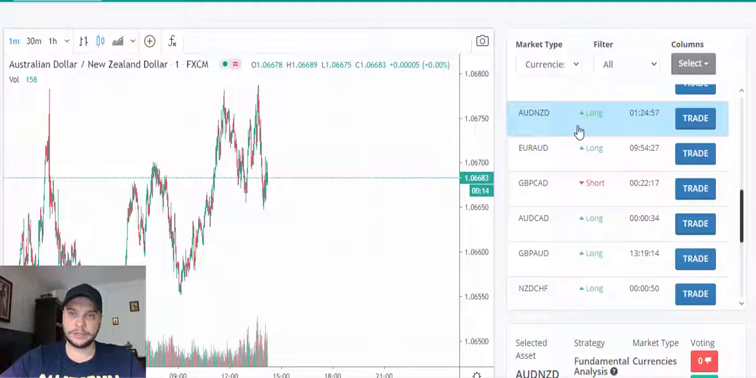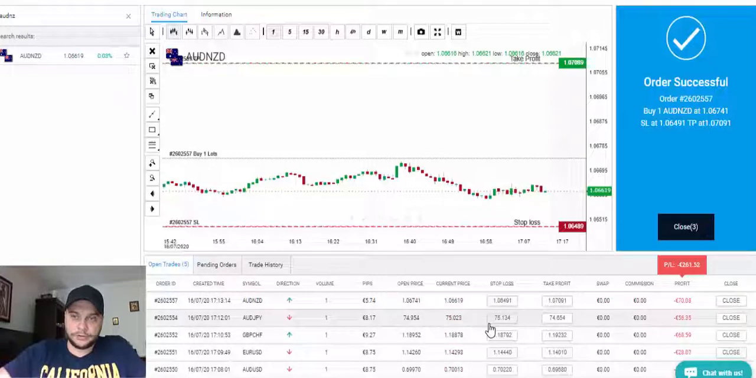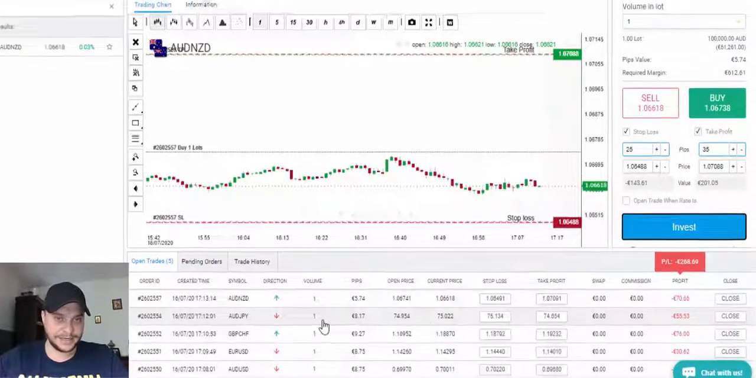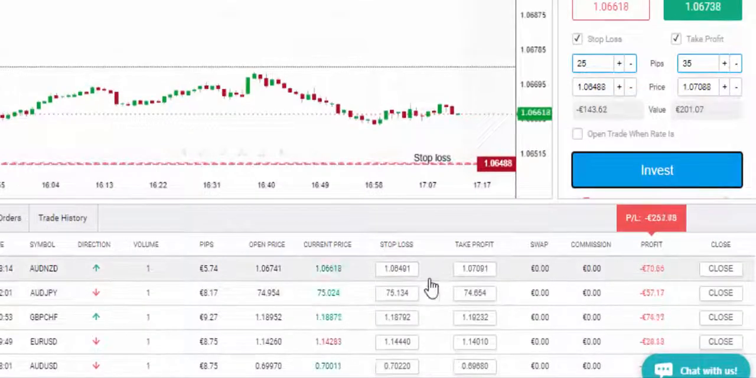Australian dollar, New Zealand dollar. Let's click on this one. It is a buy. All right, and order successful. Australian dollar, New Zealand dollar, it's a buy, and everything is set. We have stop loss, take profit. All the trades look good.